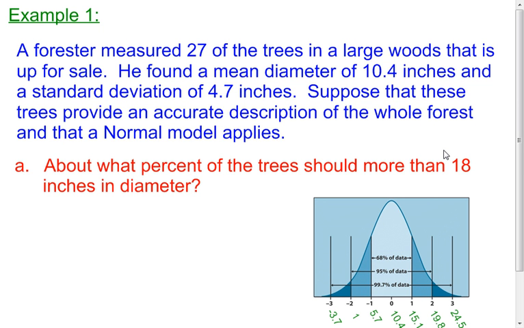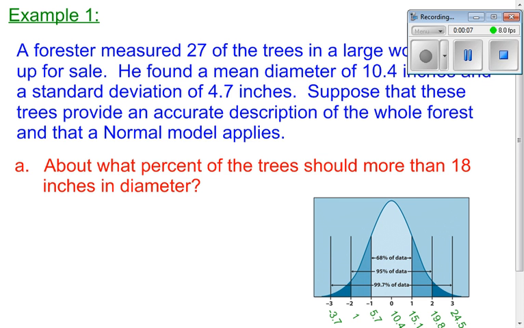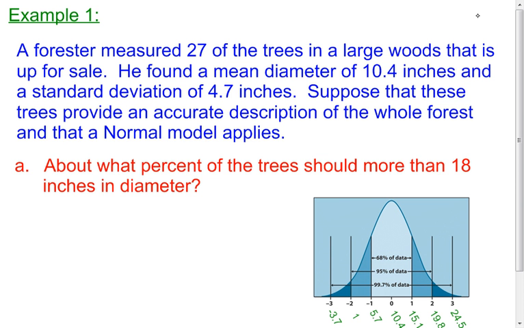All right, this lesson is going to give you a little bit of calculator help and remind you of a couple of functions on your calculator that can be really helpful when you're doing statistical things. So this talks about a forester who measured 27 trees in a woods. He found their average diameter to be 10.4 inches and their standard deviation to be 4.7 inches.